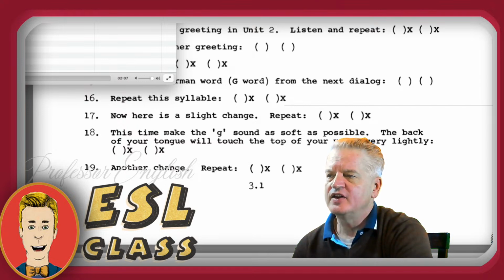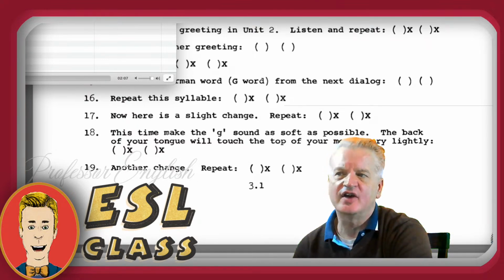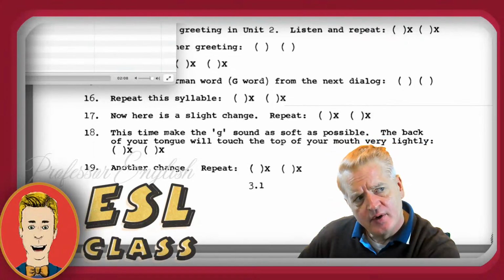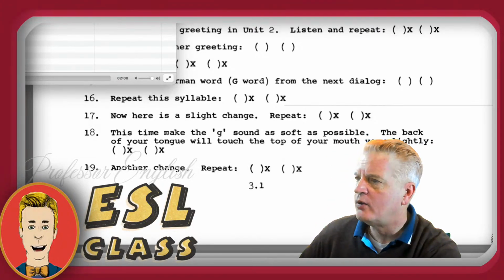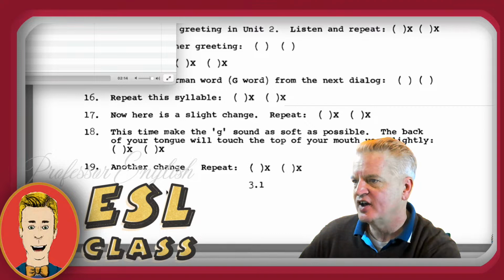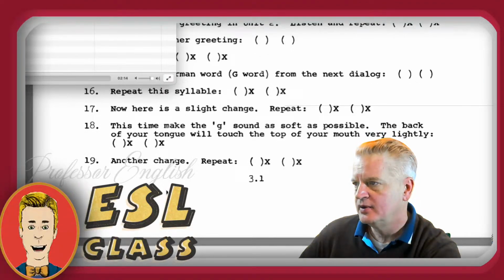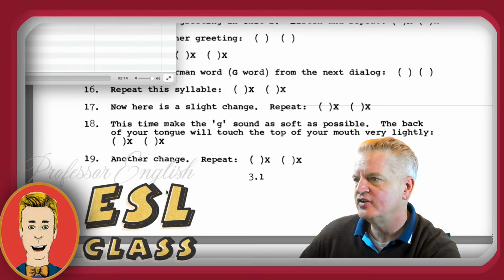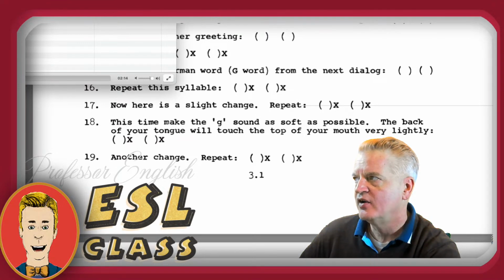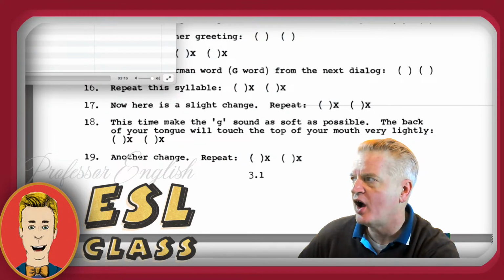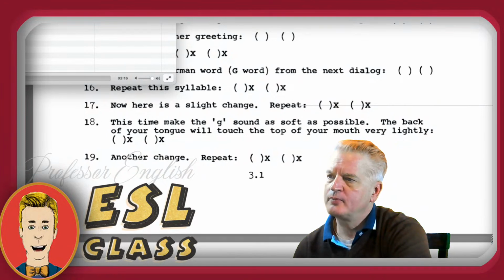17. Now here is a slight change. Repeat. Vergau, vergau, vergau. 18. This time, make the G sound as soft as possible. The back of your tongue will touch the top of your mouth very lightly. Vergau, vergau, vergau.